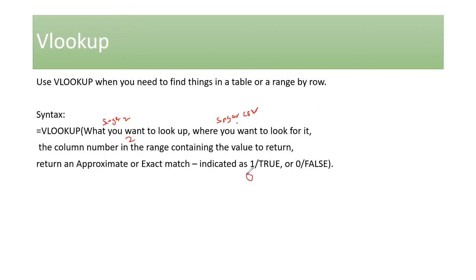We can use either 0 or false value if you want an exact match. If you want approximate match, you can use 1 here. Do not use approximate option if you are dealing with these lookup IDs. We want an exact ID so that way we can map the right song object to the right singer record. That is how you can make use of your vlookup.